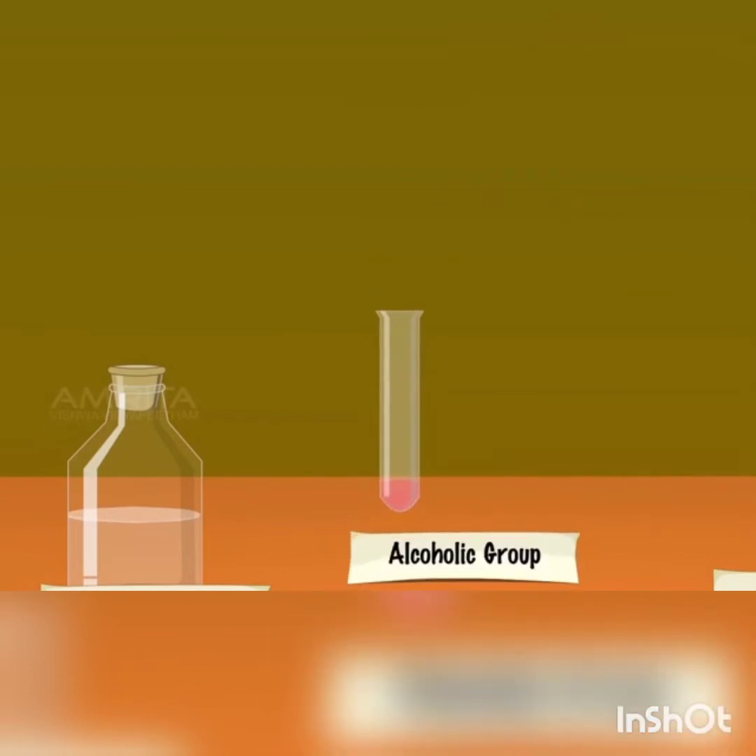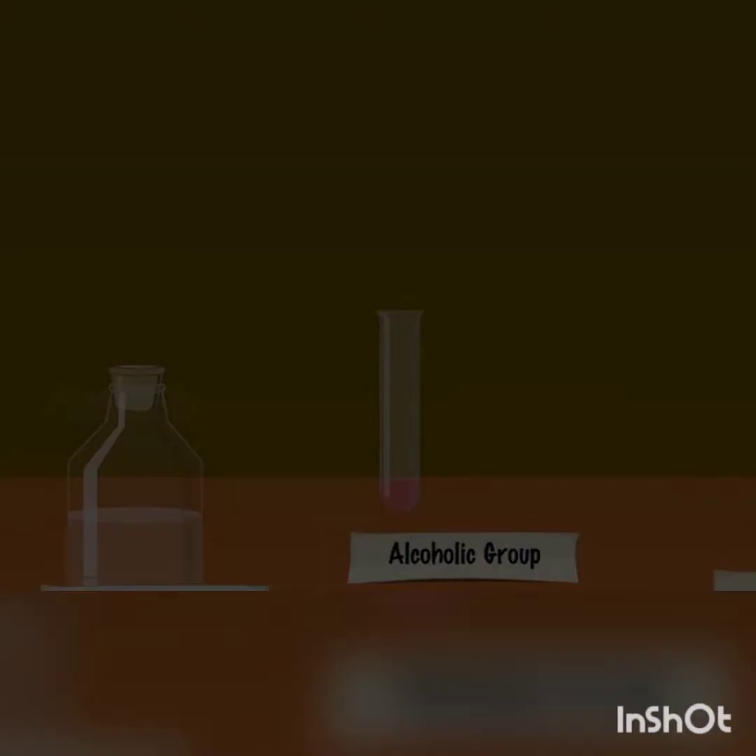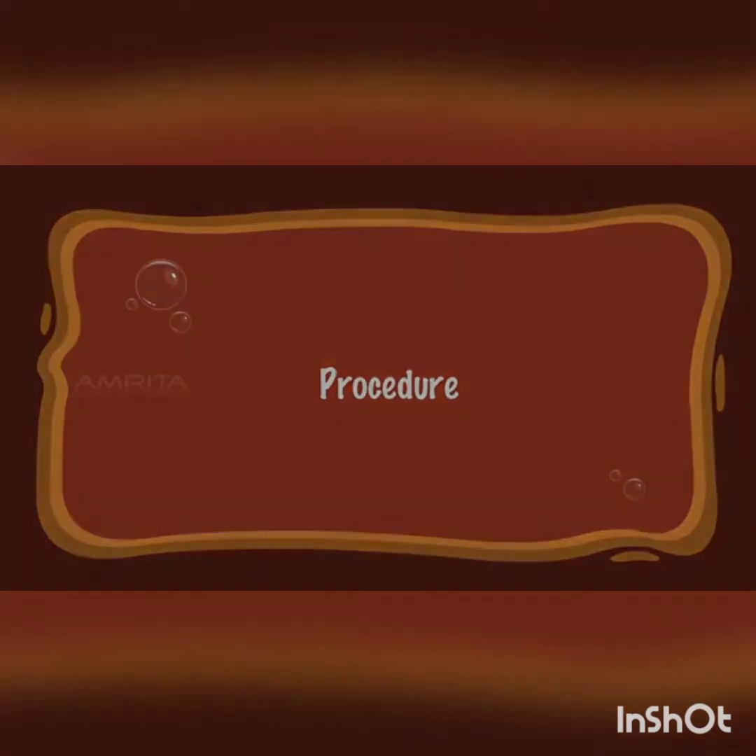Alcoholic compounds on reaction with ceric ammonium nitrate give a red coloration due to the formation of alkoxycerium(IV) complex. Acetyl chloride test. Procedure.